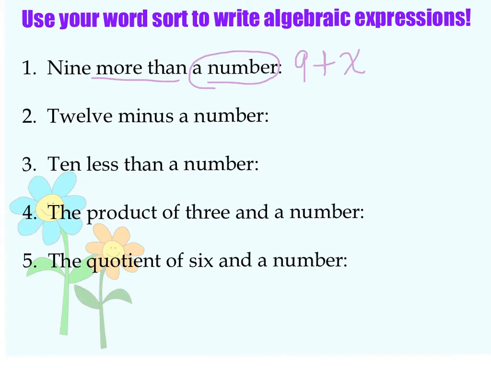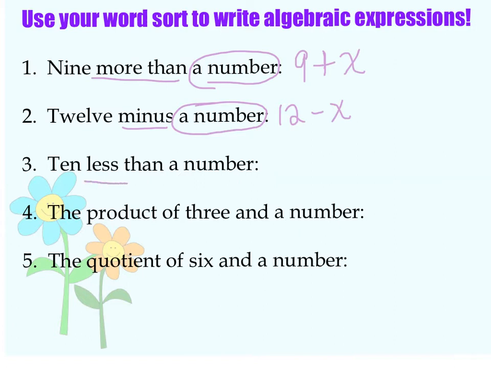So 9 more than a number means 9 plus x. Number 2 says 12 minus a number. So using that same thought process, we're going to write 12 minus means subtraction. And then again, we see the words a number, and that would indicate a variable. So 12 minus x. Number 3, 10 less than a number.